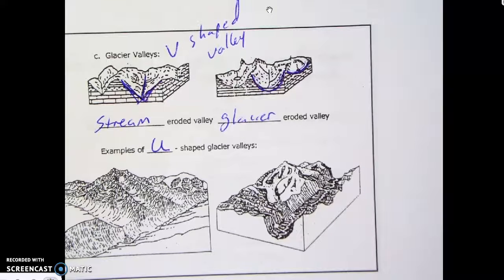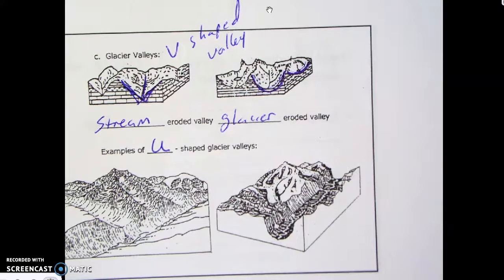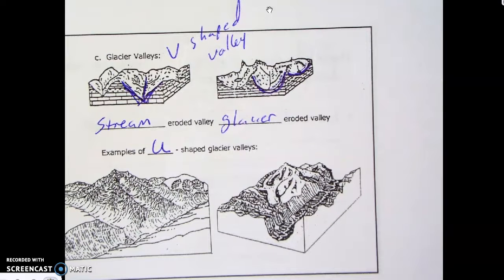All right, so I think that's all for now. In the next video, we'll look at pictures of the things we talked about, V-shaped versus U-shaped valleys, the different types of moraines, and so on. So watch out for that.